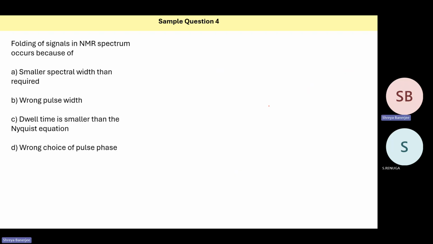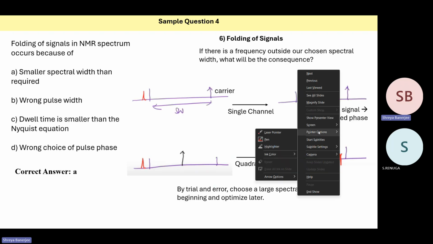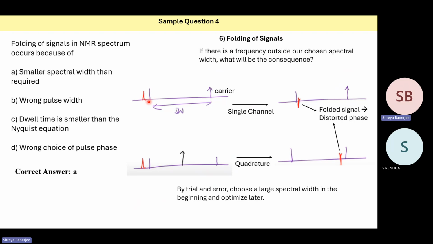Then you have a question asking that folding of signals in NMR occurs when? So basically, again, I'll briefly go into what folding was. When you have a spectra, the spectral width is shown by this arrow, and if you have a peak that is lying outside the spectral width, so this can happen in case of single channel detector or in quadrature detector, that your peak is lying outside your spectral width. At that time, the signal is lying outside the spectral width. So folding of the signal happens.